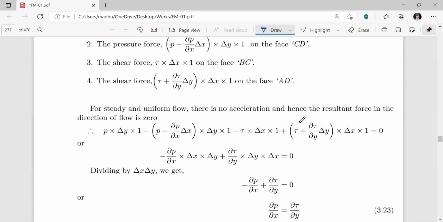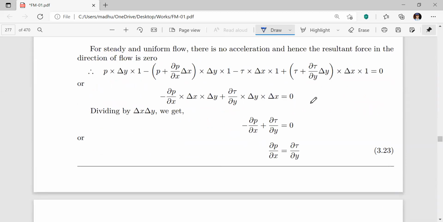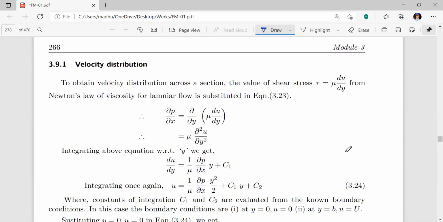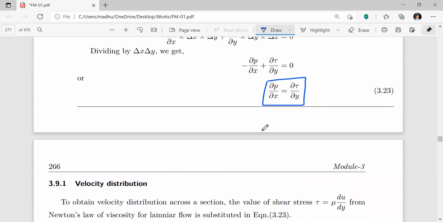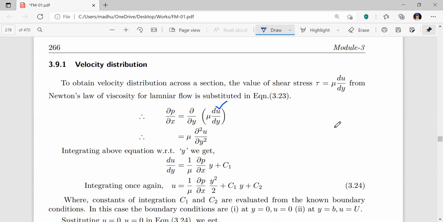Equating it to 0 and simplifying, we get the following equation. Dividing this equation by delta x and delta y, we get the final equation of pressure distribution, that is dP by dx is equal to d tau by dy. The velocity distribution is derived from the pressure distribution because we know Newton's law of viscosity, tau is equal to mu into du by dy, where dP by dx is equal to d by dy of mu into du by dy. Therefore, mu into d square u by dy square is nothing but dP by dx, because this is d tau by dy, with tau replaced by mu into du by dy.